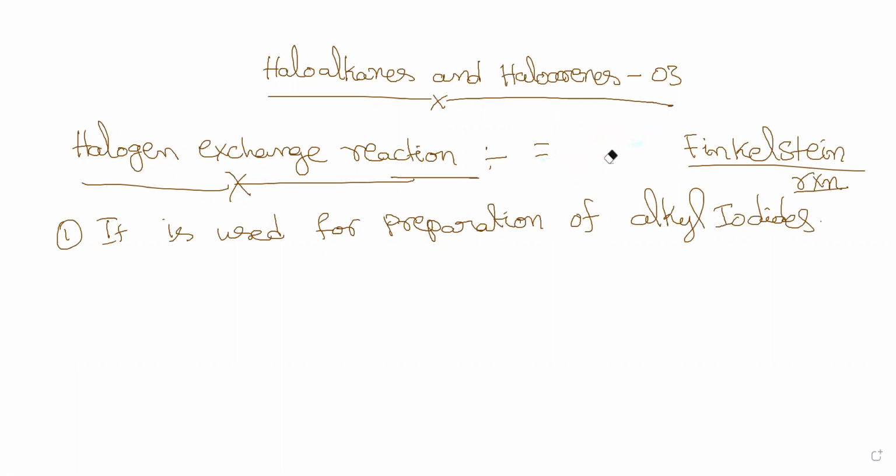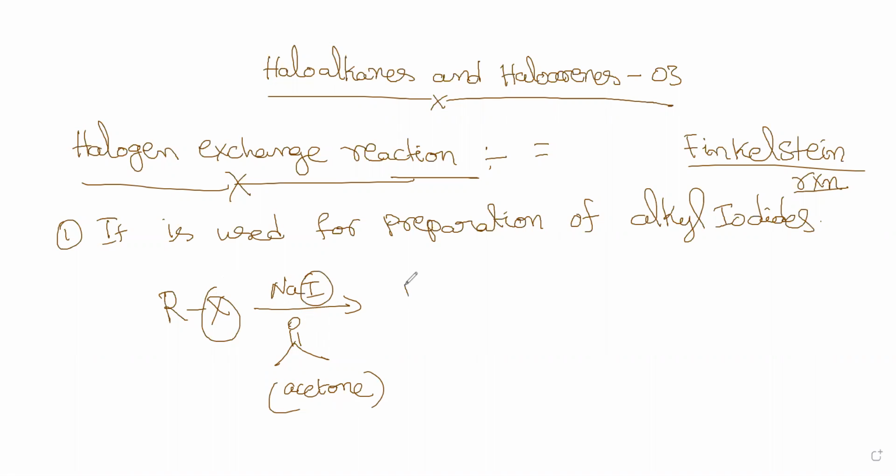So what is this reaction? It's like halogen exchange, we'll call. What is this halogen exchange? I'll explain. Suppose you consider any alkyl halide, it is treated with sodium iodide and acetone. When it's treated with this, X will be replaced by iodine. So what you get is RI plus NaX, as simple as that.